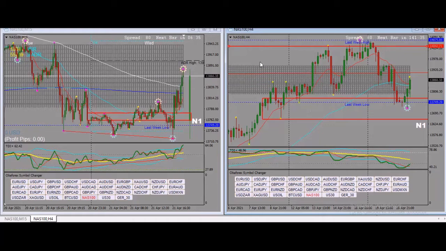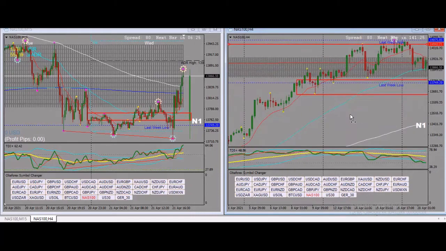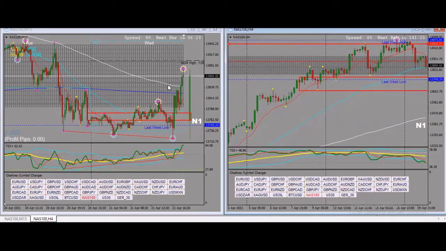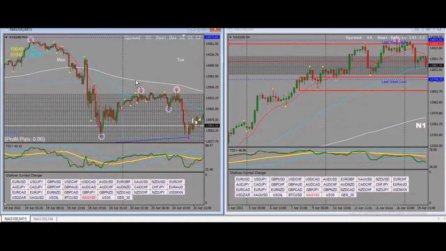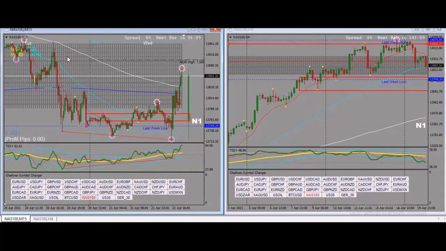Actually, we trade with two time frames. The higher time frame gives us our directional bias, and the lower time frame gives us our entry. So if you look at the lower time frame here, on the M15, this is H4, M15, we have some very nice confluence of settings that we use to determine our entry.